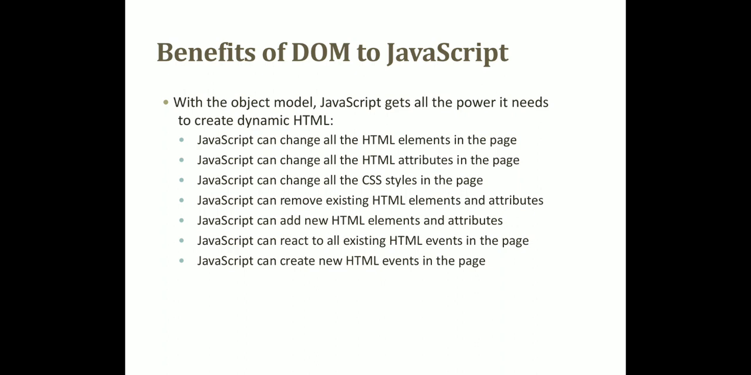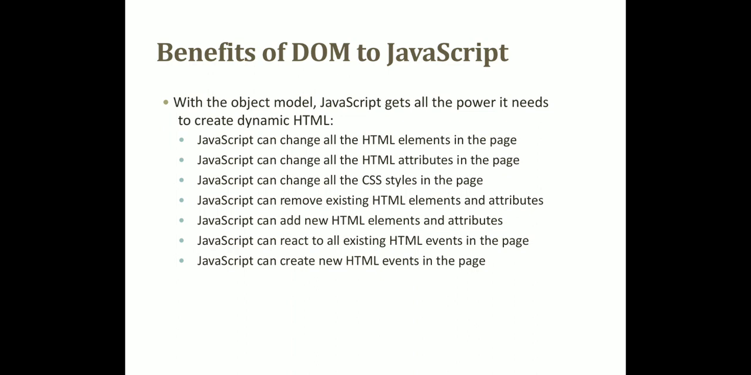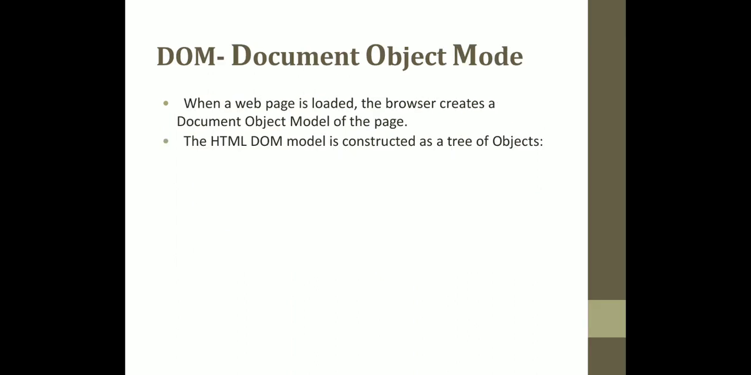So before starting the benefits that JavaScript can get from the document object model, we will focus on DOM only. According to W3C, that is the World Wide Web Consortium, DOM is a platform and language neutral interface that allows programs and scripts to dynamically access and update the content, plus the structure and the style of a document.